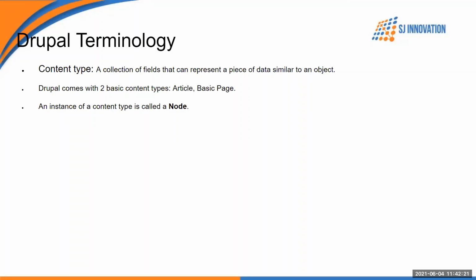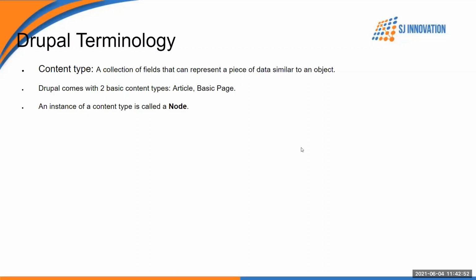Okay, so if you have worked with C language, there is a data type called struct. That struct is what a content type is. So it is just a definition that defines your content. Now, an instance of a content type will be a node. Okay, just as an instance of a class is called an object, so also the instance of a content type is a node. So a node has a node ID and it has the actual content. It will be stored in those fields. Okay, so Drupal comes with two basic content types, article and basic page.